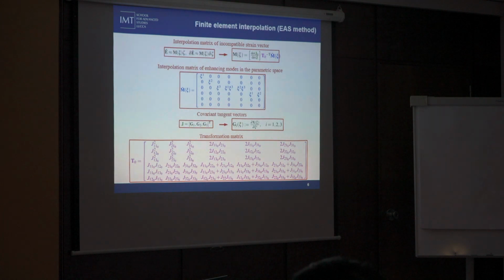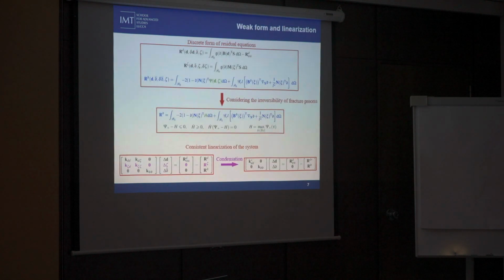M is the interpolation matrix of the incompatible strain vector, which is transformed from the parametric space. And the interpolation matrix in the parametric space is given here. Here, 7 different enhancing modes are considered. J consists of covariant tangent vectors, which are defined as the derivative of the position vector in the reference configuration with respect to the parametric variable. And T0 is the transformation matrix. It consists of components of the J matrix at the 0 position in the parametric space.